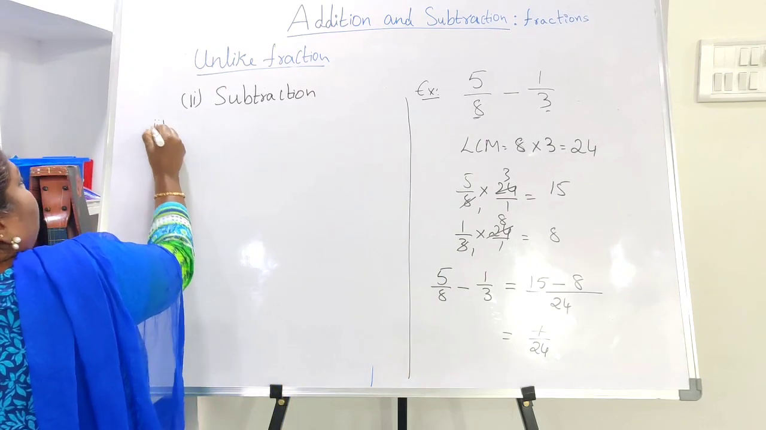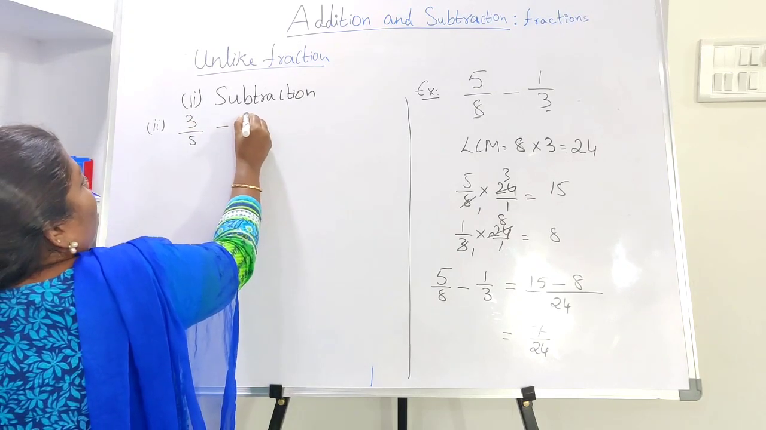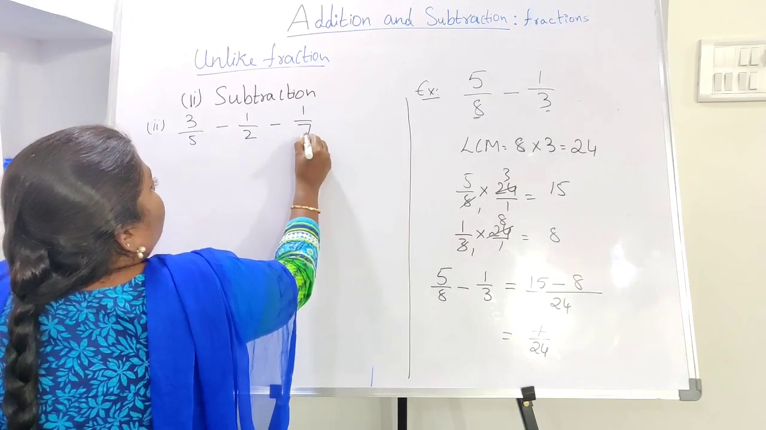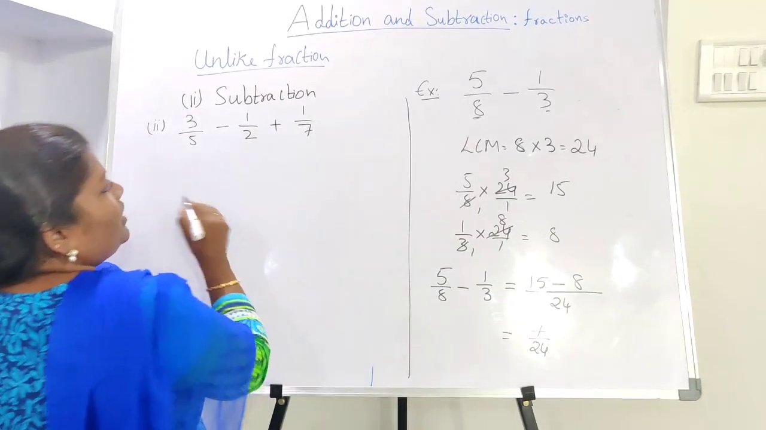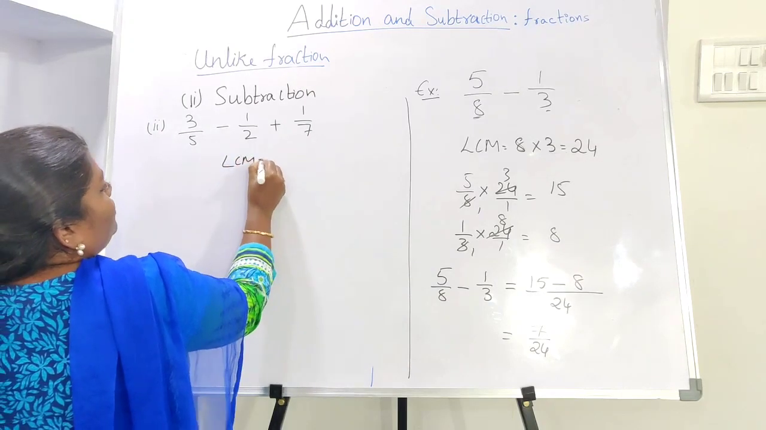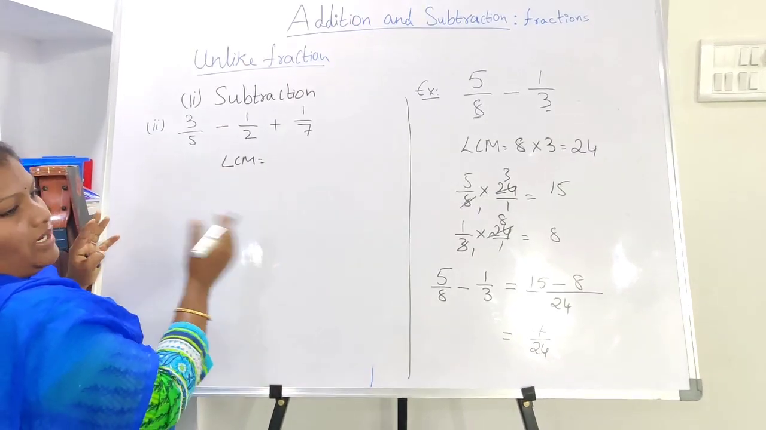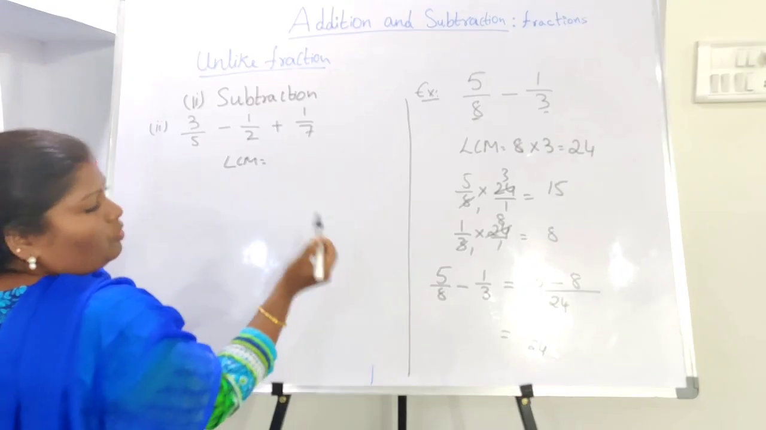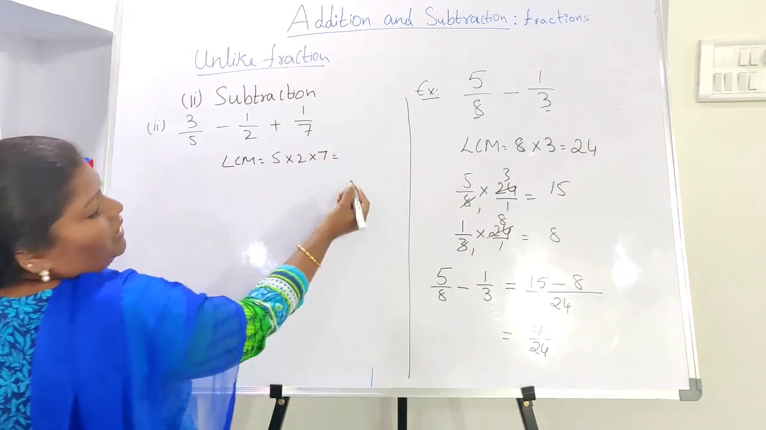So, 3 by 5 minus 1 by 2 minus 1 by 7. Now either you can take 2 minus signs, or if you take 1 minus, 1 plus, the process is same. First you have to find out the LCM. Now you can see that all the denominators are different. You don't have any common multiples of it, because 5 and 7 are co-primes. So you just multiply them and write down the LCM.